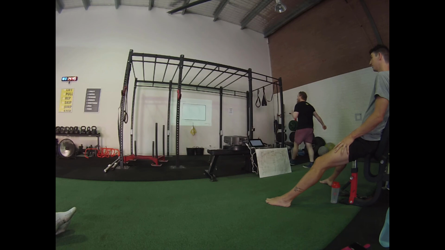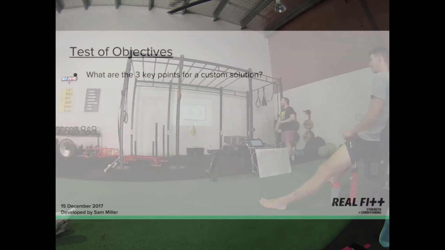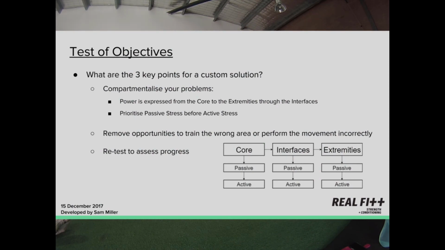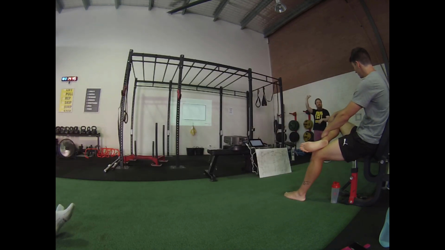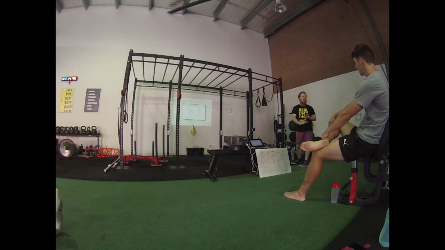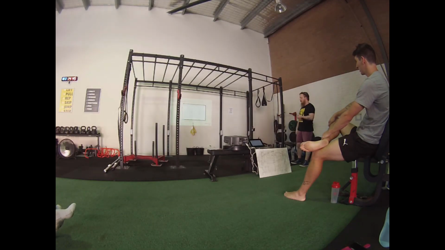All right. There were 3 key points for a custom solution, which was that stuff we just went through. Al, do you want to give us one? 3 key points. Compartmentalize problems, definitely. Then you want to follow the flow chart really, basically. So start with core. Yeah, so that compartmentalization is that process essentially. So locations, types of stress, that's the order in which we're compartmentalizing.